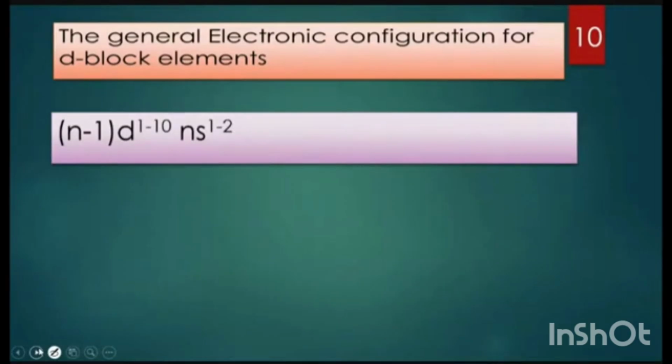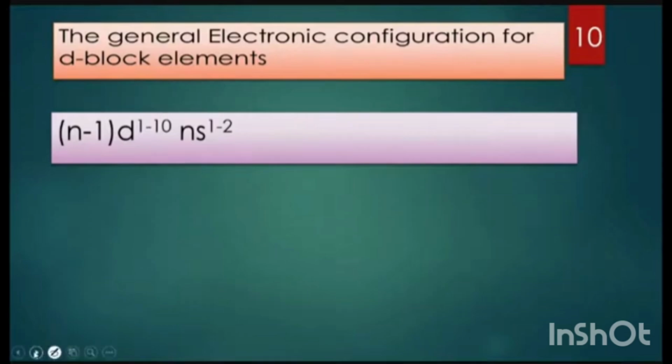So what is this (n-1)d 1 to 10 and ns 1 to 2? Why have we mentioned d 1 to 10? You know that in any d orbital we can accommodate a maximum of 10 electrons, or you can say the maximum capacity of the d orbital is 10 electrons. So in this series of elements, the d orbital is progressively filled from 1 to 10 electrons. Whereas ns refers to the outermost s orbital, and you know that in any s orbital we can accommodate a maximum of 2 electrons. That is why we have mentioned ns 1 to 2.